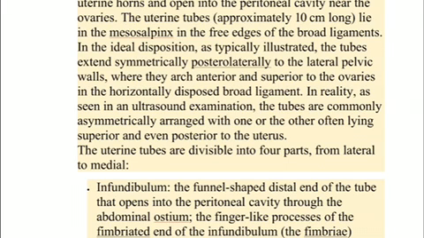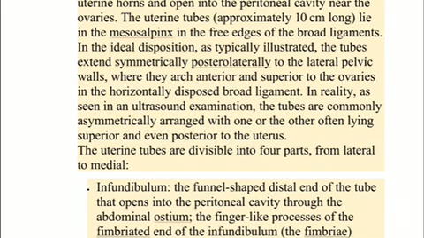The uterine tubes have 4 parts, from lateral to medial. You have the infundibulum, the funnel-shaped distal end of the uterine tube that opens into the peritoneal cavity through the abdominal ostium. You have finger-like processes. That's the fimbriated end of the infundibulum, what we call the fimbriae, spreading over the medial surface of the ovary. You have one large ovarian fimbria attached to the superior pole of the ovary.